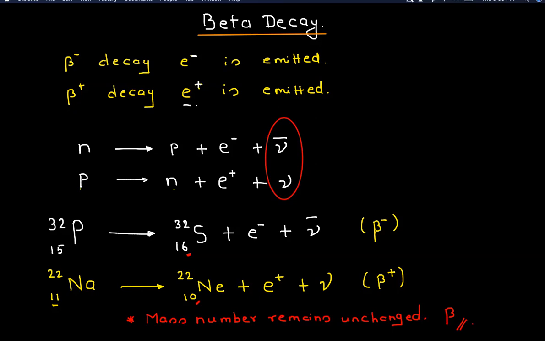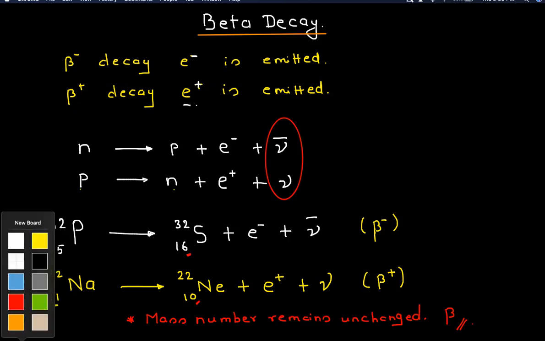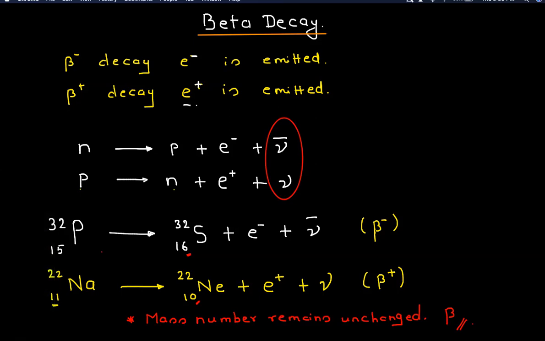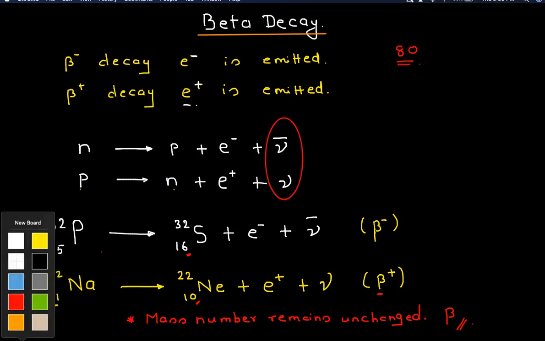Okay, so like this, you can convert mercury into gold also. Mercury's atomic number is 80, so if it loses one proton, or if it undergoes beta plus emission, mercury can become gold. But that doesn't happen.